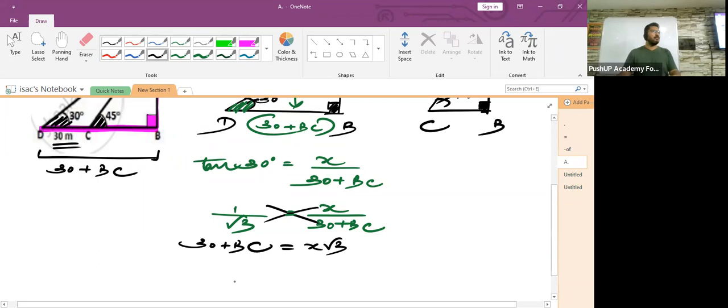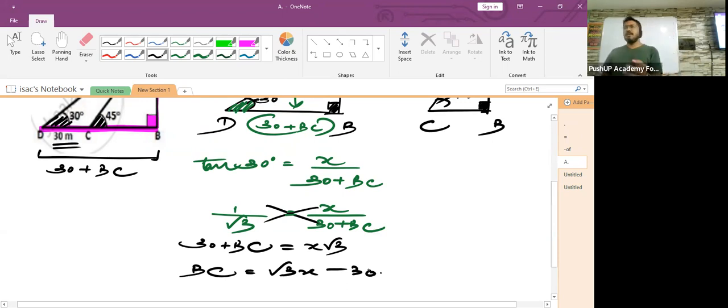Root 3x or x root 3, both are equal. We'll do one thing, children. Shall I express BC in terms of x, like this: root 3x minus 30? You have any problem with this? 30 plus BC is what? Root 3x. So BC will be what? Root 3x minus 30.